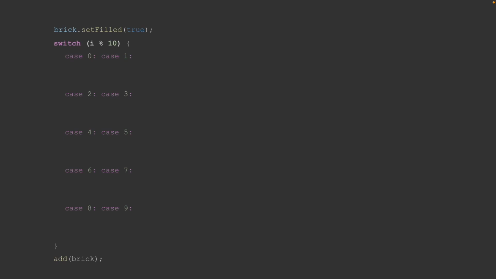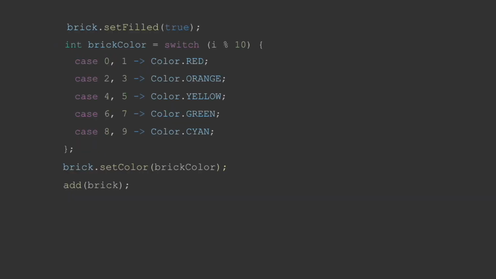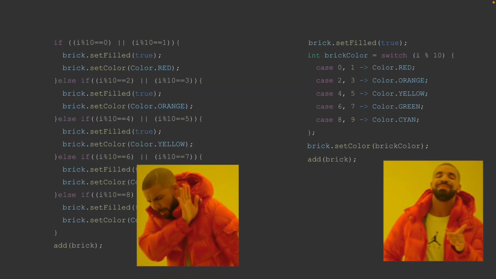Finally, we can do even better. I'd argue that the method call brick.setColor and the break statement is also repeated. Luckily, starting in Java 14, we can use switch as an expression, which means it can return a value. The switch statement here is mapping the brick row to a color that we capture in a variable, and that lets us completely eliminate the repeated code. When we compare the before and after, we can see how much shorter and simpler the new code is.